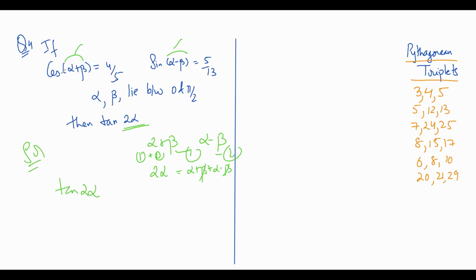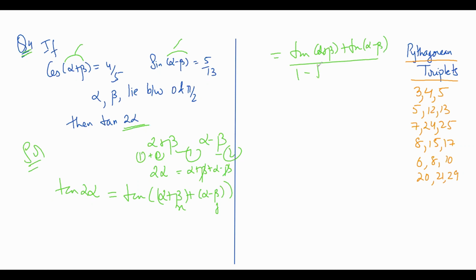This question was asked in IIT JEE. Now tan 2 alpha can be expressed as the sum of alpha plus beta plus alpha minus beta. And you know the formula of tan of x plus y: tan x, which is your alpha plus beta, plus tan y, upon 1 minus tan x into tan y. I think it's clear. Now, how do we get tan alpha plus beta and tan alpha minus beta?